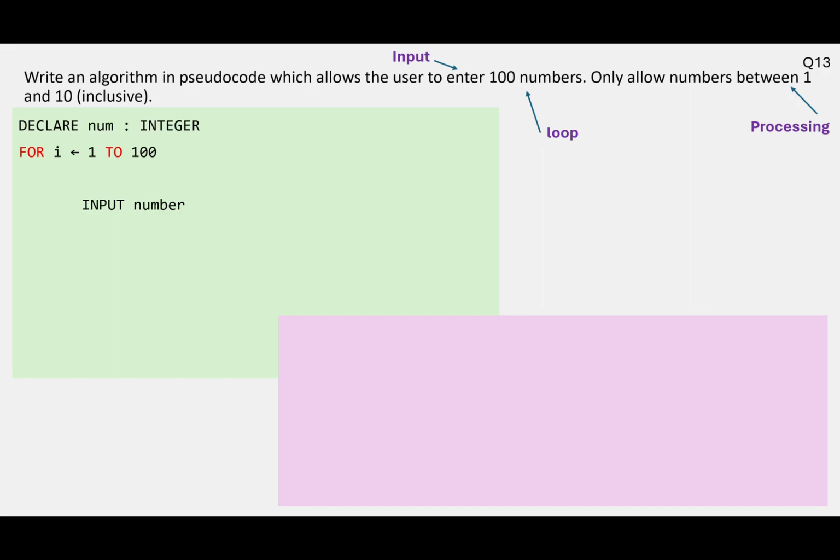We need to pop a message on the screen. Let's declare that as well as an integer because we're entering numbers. Let's pop a message on the screen. Please enter a number between 1 and 100.